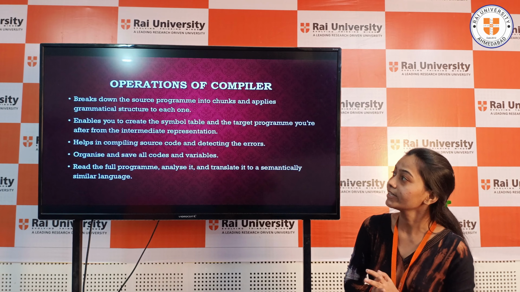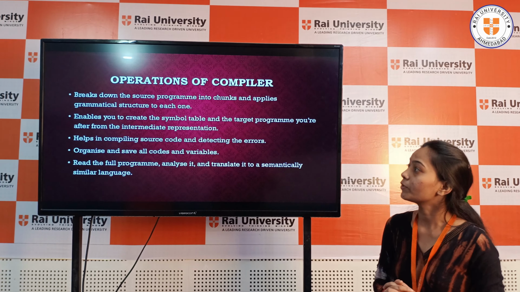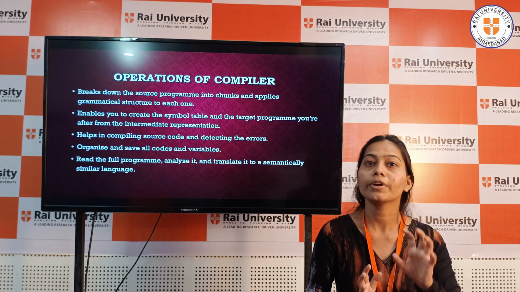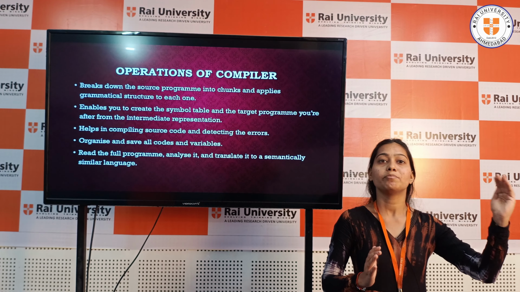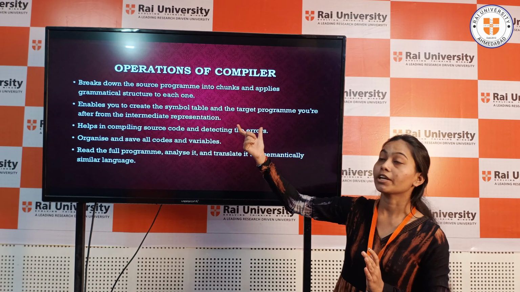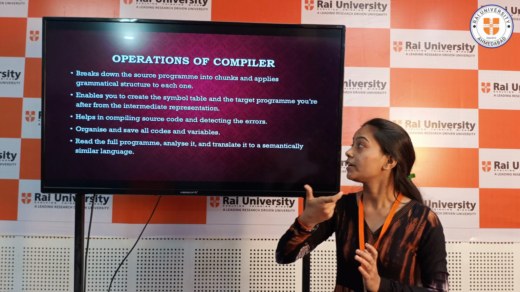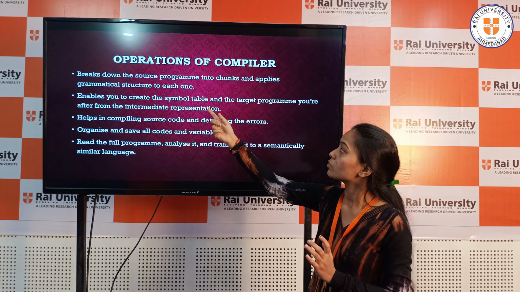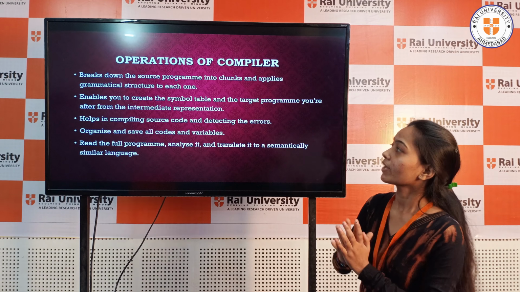Now the next point: it enables you to create the symbol table and the target program from the intermediate representation. As you all know, if in any particular C program there is an error in line number 5, it will give the location of that particular line. So how does it determine where the error occurs? It checks using the symbol table and the target program.